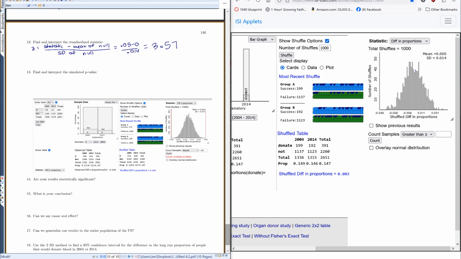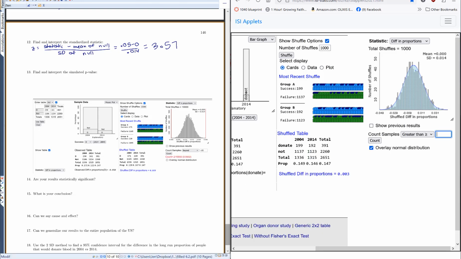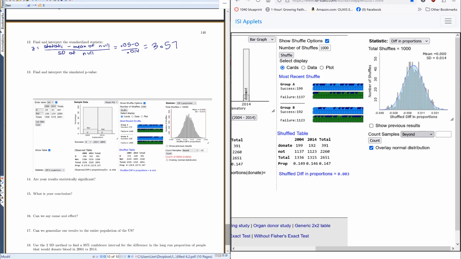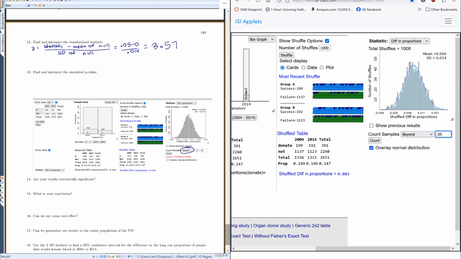Now, practice doing these by hand, because you never know when we'll just give you the null distribution. But I do want to show you, we haven't learned how to do the theory-based approach yet, but you could click overlay normal distribution. And, okay, I haven't actually put it in yet. But we're going to want to count samples. So remember, our alternative was a not equal to, okay? So not equal to, we're going to use what's called beyond here. So it means count greater than and less than, both of them. So we're going to do beyond 0.05.